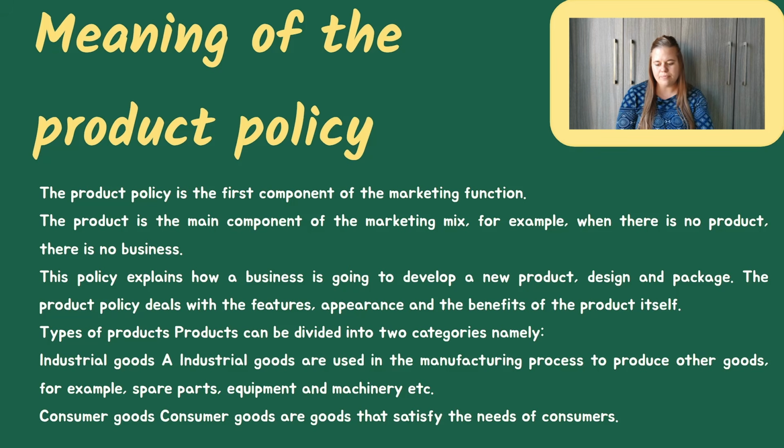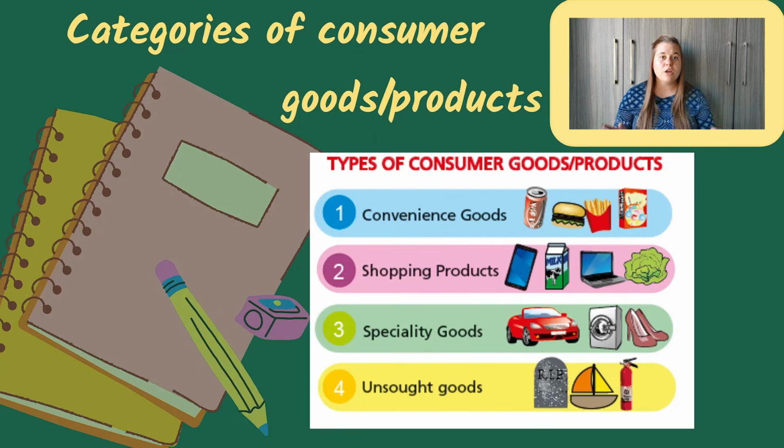Types of products can be divided into two main categories. We have industrial goods and consumer goods. Industrial goods are used in the manufacturing process to produce other goods. For example, we're looking at spare parts, equipment, machinery. Whereas consumer goods are goods that satisfy the needs of the customer. So now we're going to dive further into consumer goods. So consumer goods, we're looking at convenience goods, shopping goods, specialty, and unsought goods.